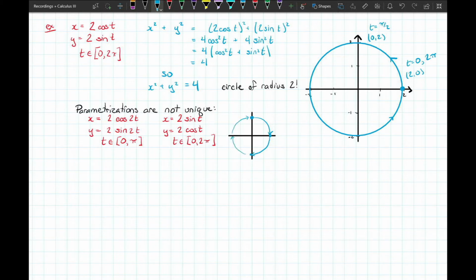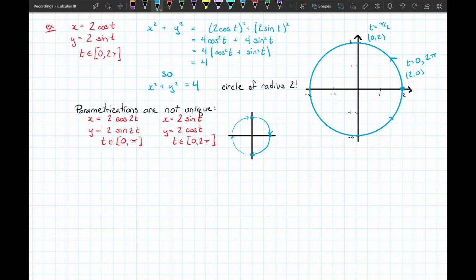In the end, ultimately, it's a circle of radius 2 centered at the origin, but I'm starting at a different initial point, ending at a different terminal point, and I'm going in a different direction around the circle. So the parameterizations are different, but the shape of them may not be unique. So it can be very easy to actually disguise a very common shape by choosing an unusual parameterization.